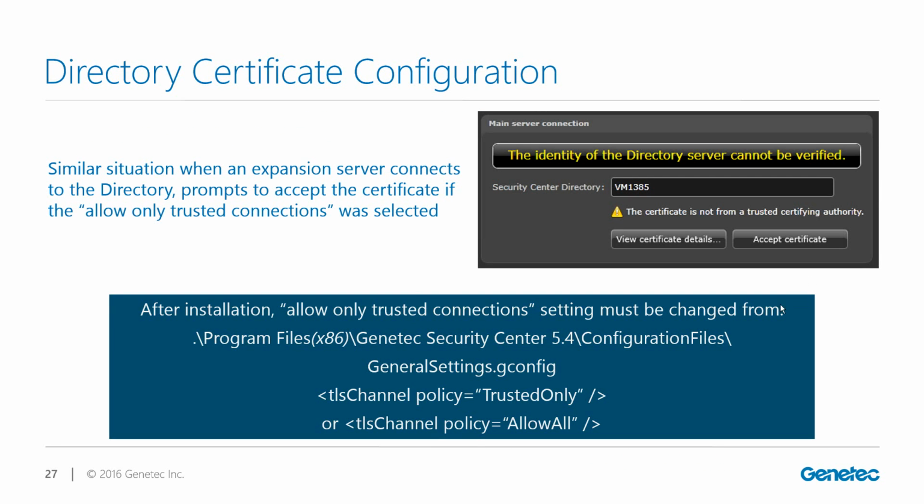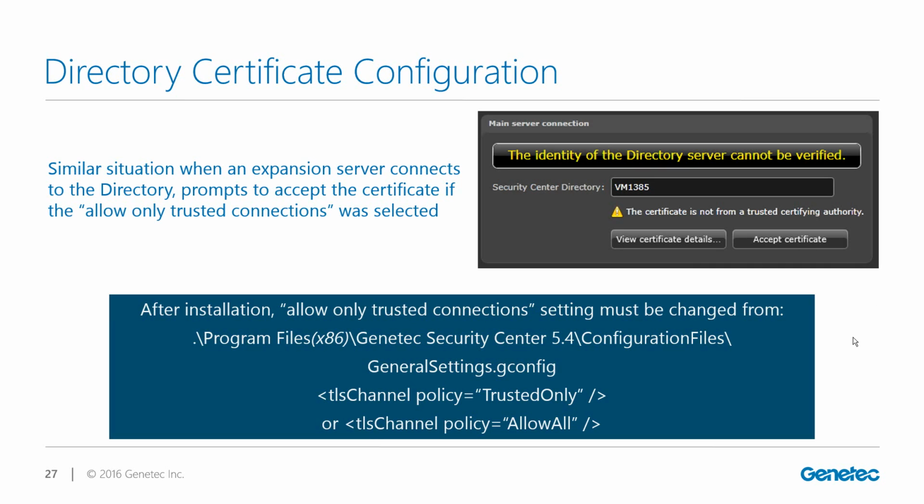Similar thing happens on the expansion servers. So from the server admin, when you're actually making that connection to the directory server from the expansion, it's going to send the certificate over from the directory to the expansion server, and it's going to tell you that, oh, I can't verify the identity of this directory, can you help me out here? And at this point we can view the certificate details, see if it's what we're expecting, and then we can accept the certificate. And once again, this is a one-shot deal, so as long as nothing changes on the system, you accept it on the expansion server and it's going to be able to communicate securely from that point on.